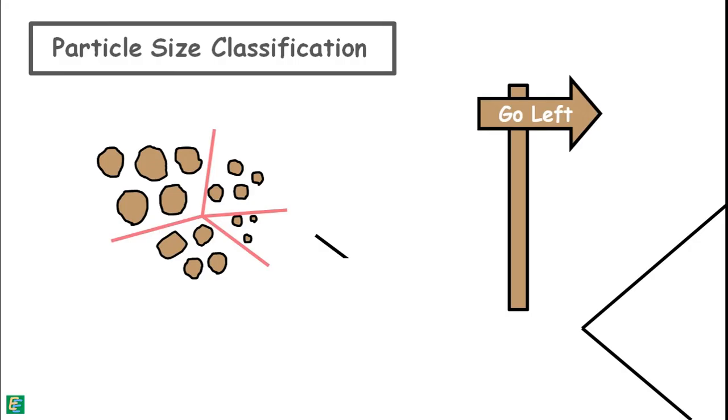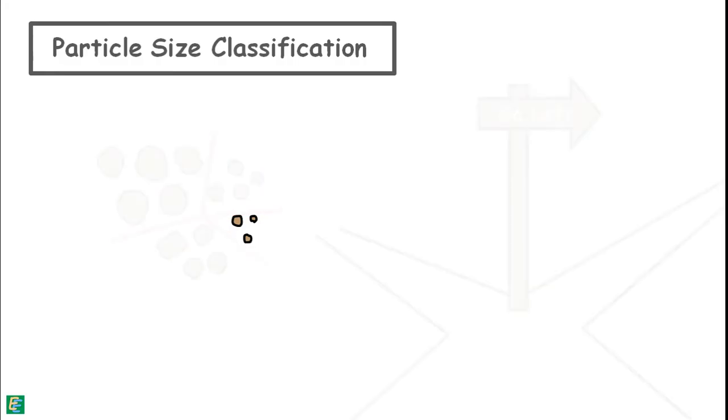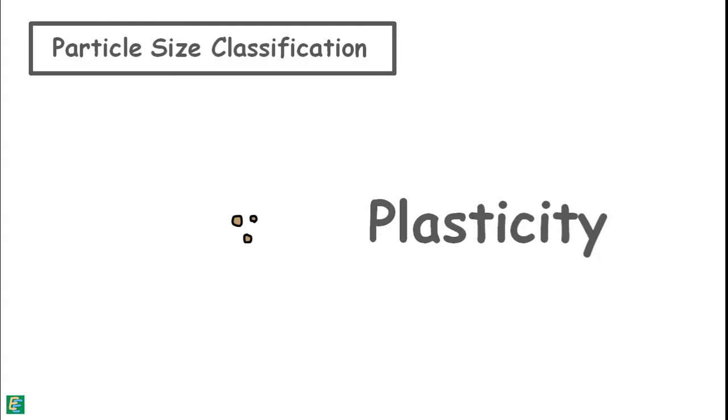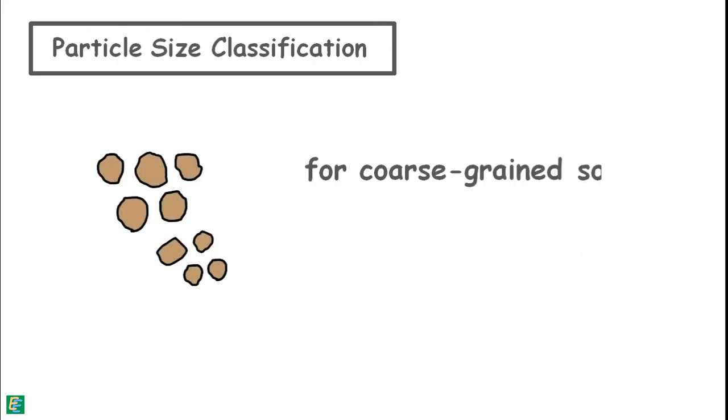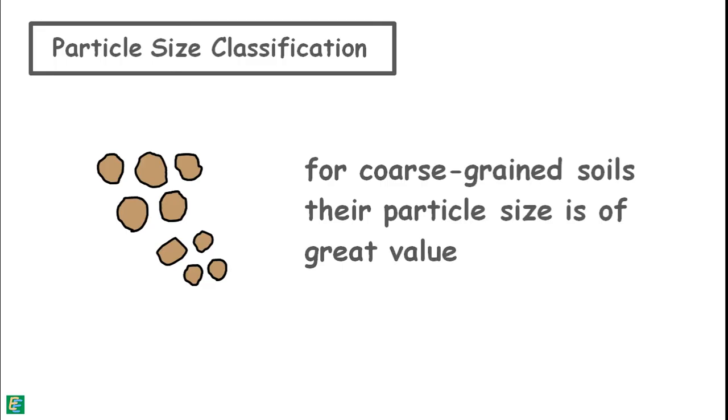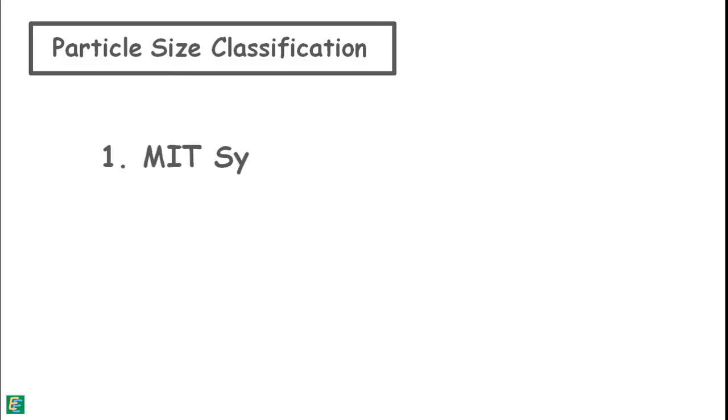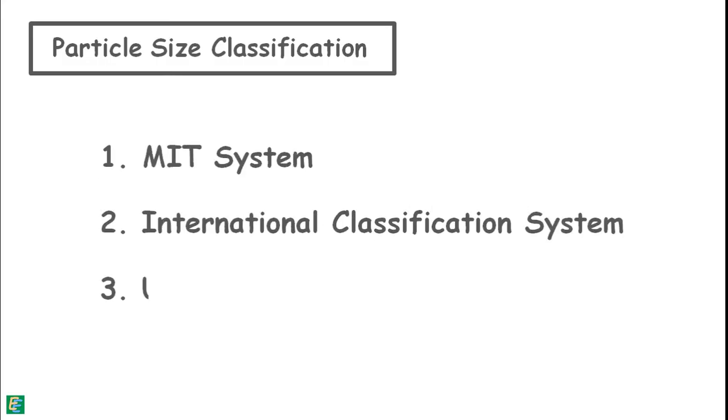Clearly, we notice a system of soil classification purely based on particle size may be misleading, particularly for fine-grained soils, as their behavior depends on the plasticity characteristics, not on their particle size. But we must keep in mind that for coarse-grained soils, their particle size is of great value, as their behavior primarily depends upon it. These are some classification systems based on particle size only.